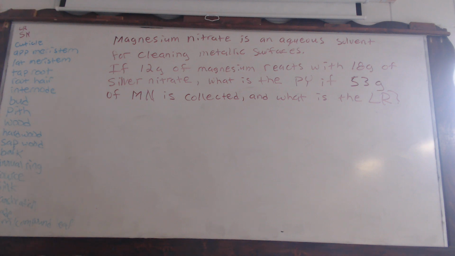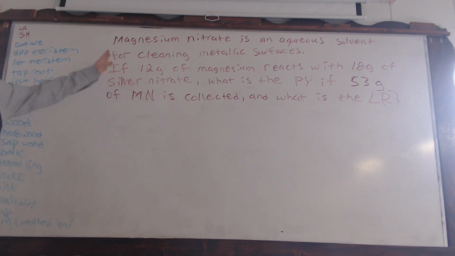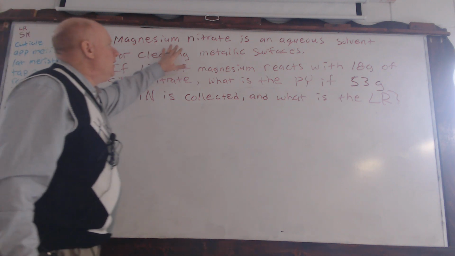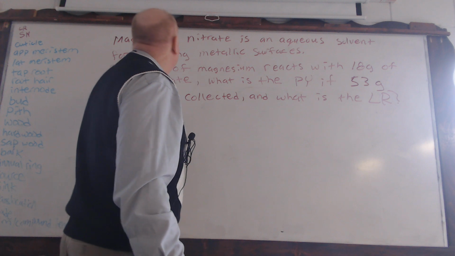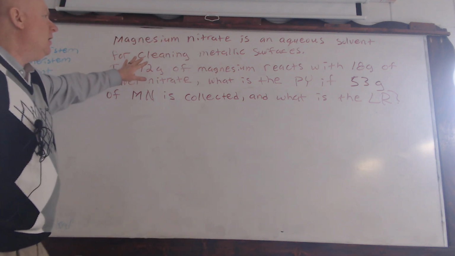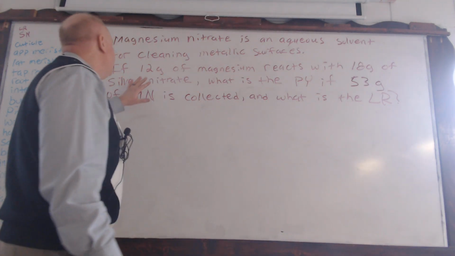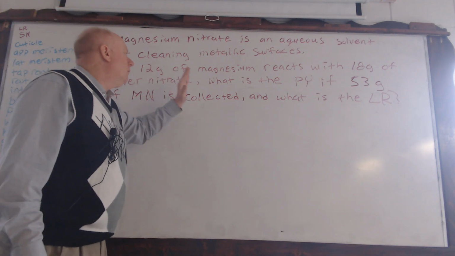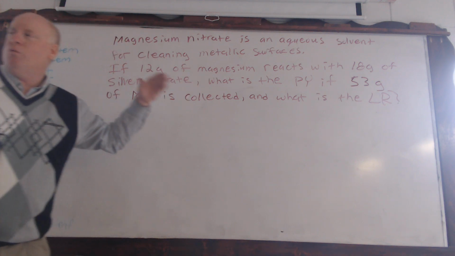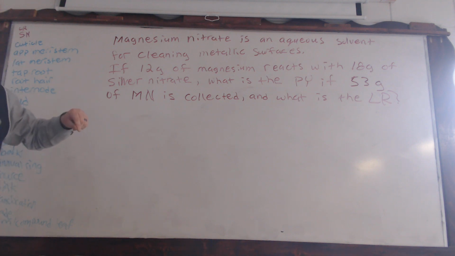Well, first of all, you have to have a reaction. Okay? So for those of you who are maybe tuning in and watching this a little later, this says magnesium nitrate is an aqueous solvent for cleaning metallic surfaces. Okay? If 12 grams of magnesium reacts with 18 grams of silver nitrate, with that comma, we stop right there. What is that telling you? What important information right now? Magnesium reacts with silver nitrate.